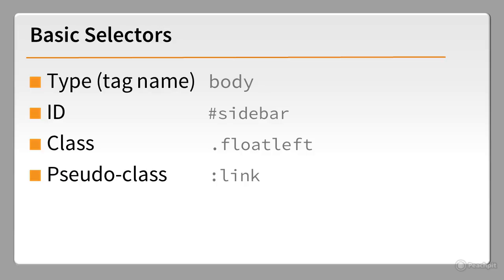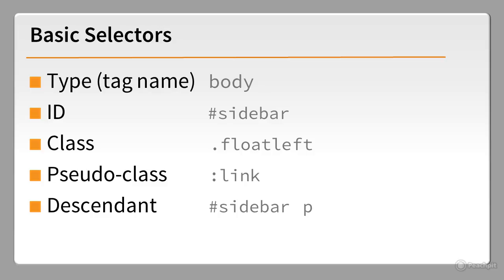Pseudoclasses can be used to restyle elements based on the current state. For example, the link pseudoclass styles unvisited links. The name of the pseudoclass is preceded by a colon. Descendant selectors target elements nested inside others. The selector for the outer element comes first, followed by a space, then the selector for the nested elements. This example targets paragraphs inside an element with the ID sidebar.